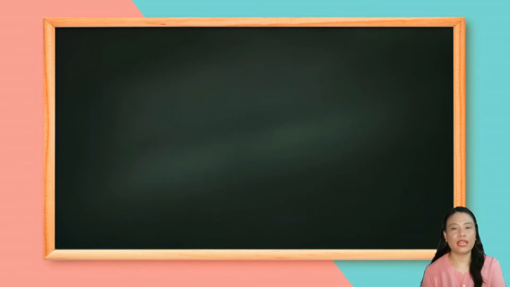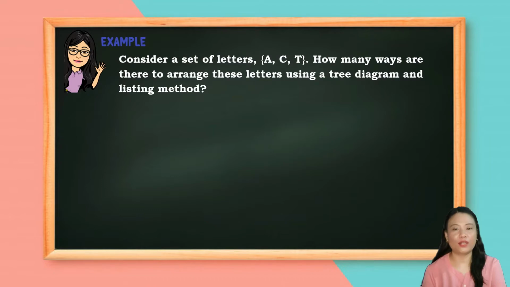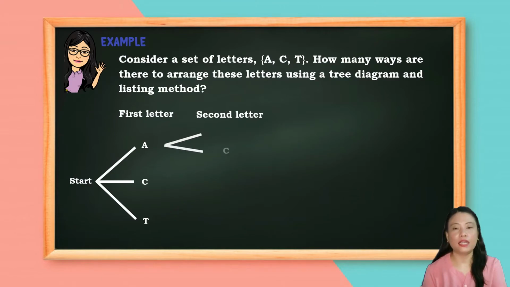Let us have another example. Consider the set of letters ACT. How many ways are there to arrange these letters using tree diagram and listing method? Using tree diagram, the illustration would look like this. For instance, the first letter can be A, C, or T. If A is chosen, only C and T will be available for the second letter. If C is chosen for the second letter, then T will be the third and last letter.